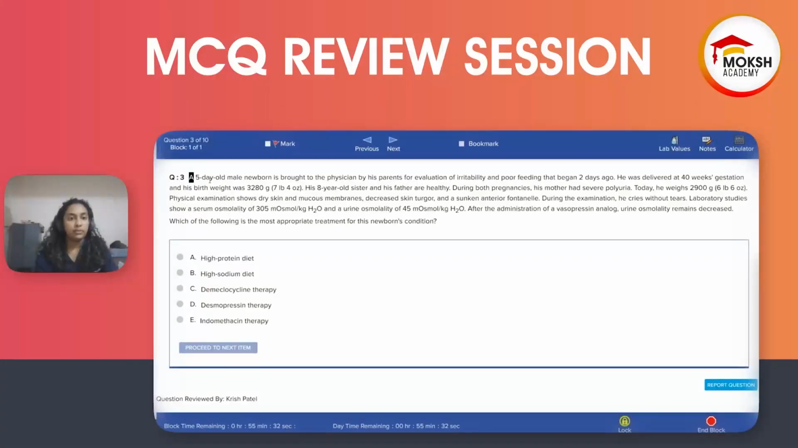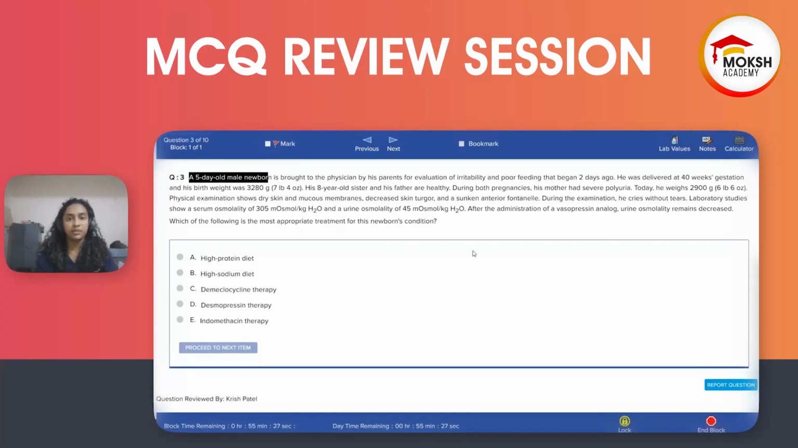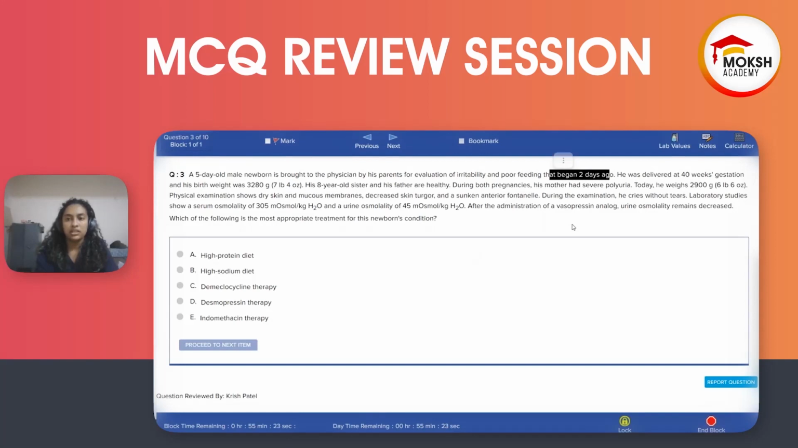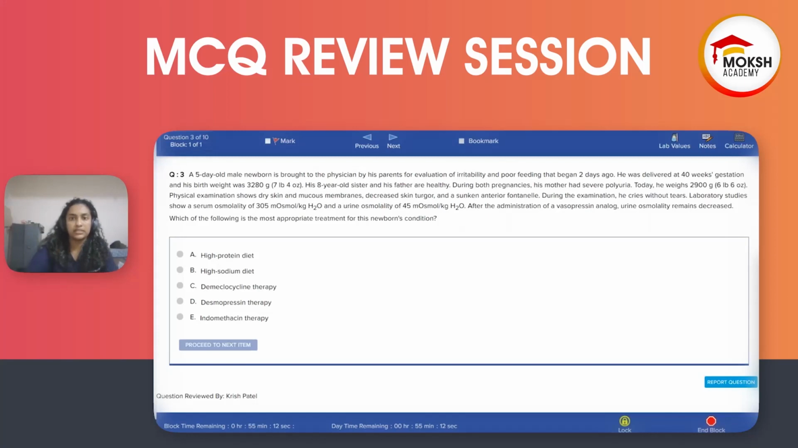A 5-year-old male newborn is brought to the physician by his parents for evaluation of irritability and poor feeding that began 2 days back. He was delivered at 40 weeks gestation. Birth weight is 3.2 kg. His 8-year-old sister and his father are healthy. During pregnancy, his mother had severe polyuria. Today he weighs 2.9 kg.